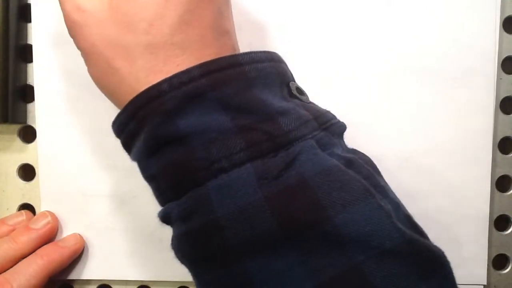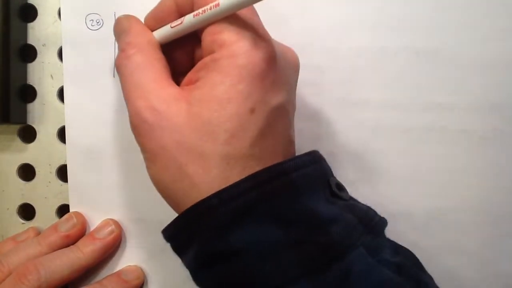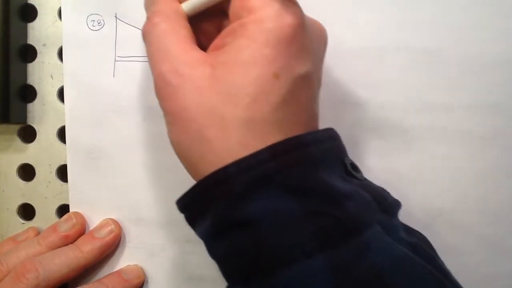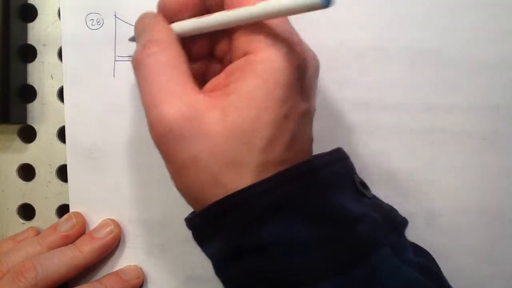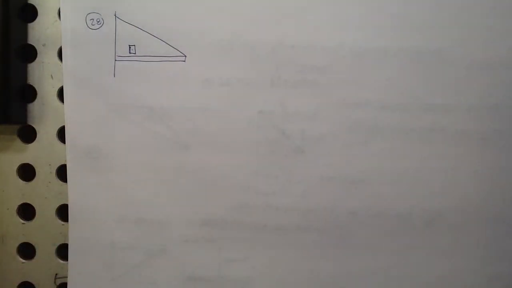All right, number 28. So we've got a similar situation to our beam attached to wall, supported by cable here, but this time we've got an extra mass sitting on the beam there. So what do we know?